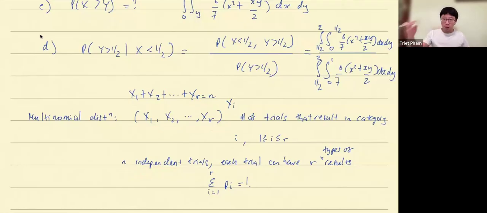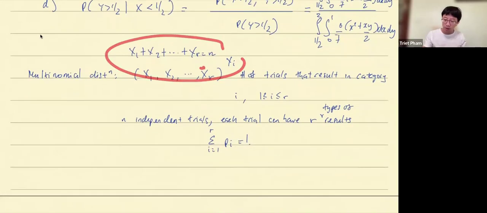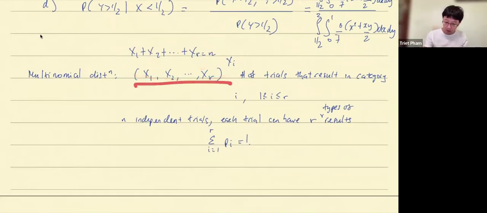But if you want to be a little bit more specific, for example, instead of the binomial, you can think of the toss of a die, right? Let's say you toss a die 10 times. Then within that 10 times, you want to track the number of ones, the number of twos, up to the number of sixes. That's the multinomial. And it's really a joint distribution.